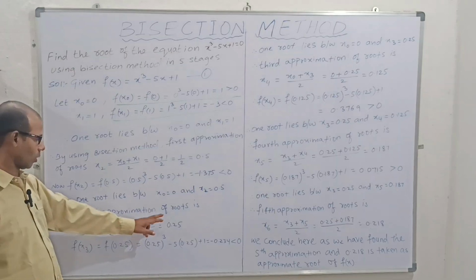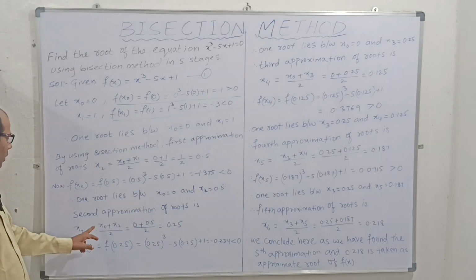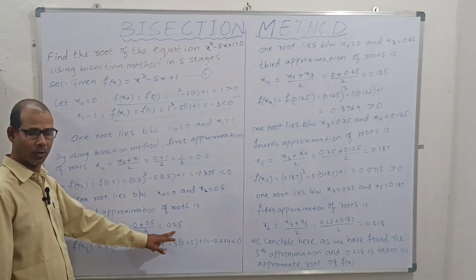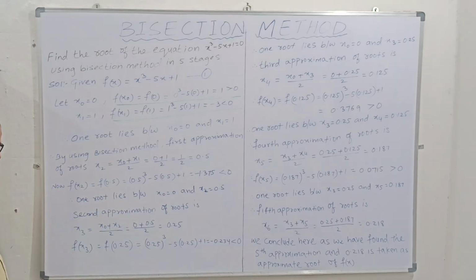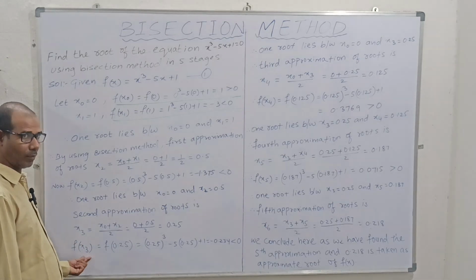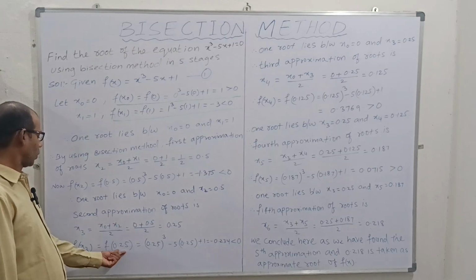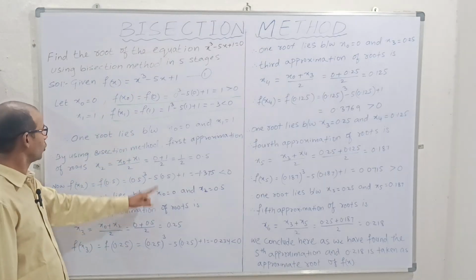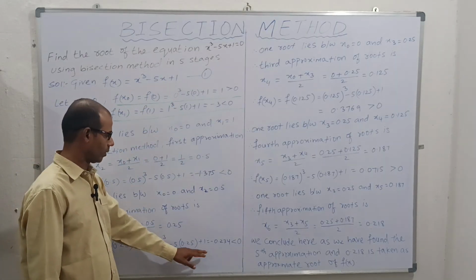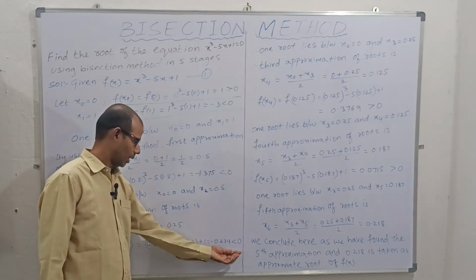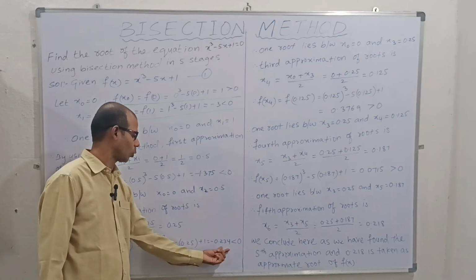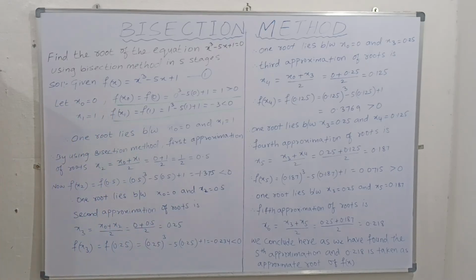Now the second approximation of the root is x3 equals x0 plus x2 by 2. That is 0 plus 0.5 by 2, which equals 0.25. Now, what is the function value at x3? Put x equals 0.25 in the function. That is 0.25 cube minus 5 into 0.25 plus 1. If we simplify, we get the value as minus 0.234. So this minus 0.234 is less than 0.